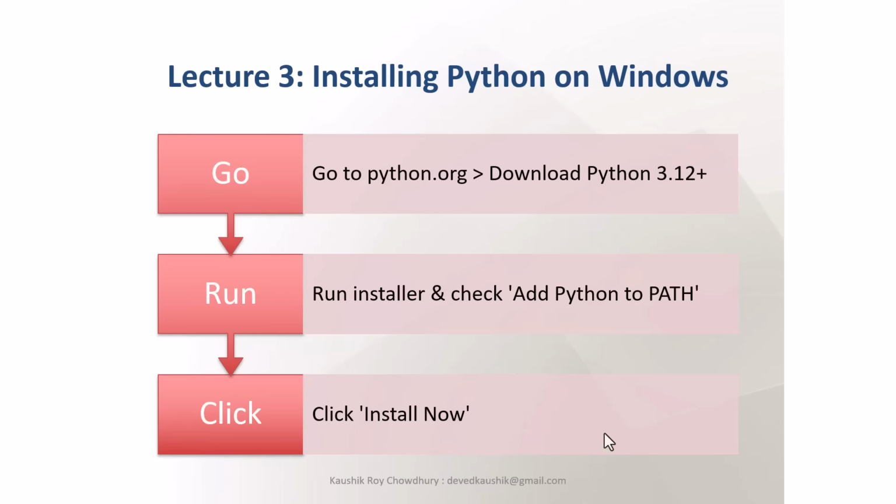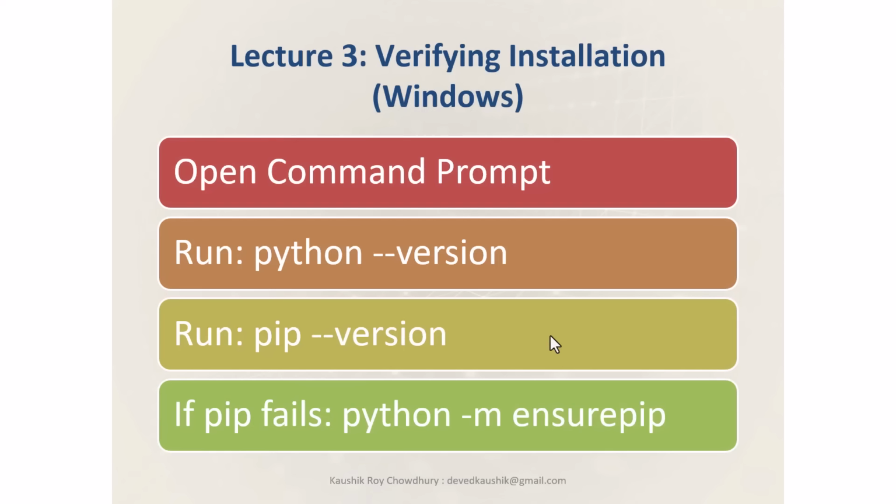Next is to verify the Python version, whether it is successfully installed or not. And also we'll run the pip version command. pip is actually a command which installs Python packages. So I need to install it if it is not there, and if it is already installed, to check which version it is.